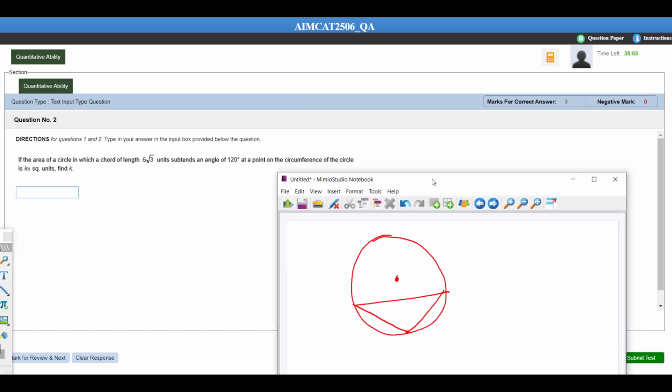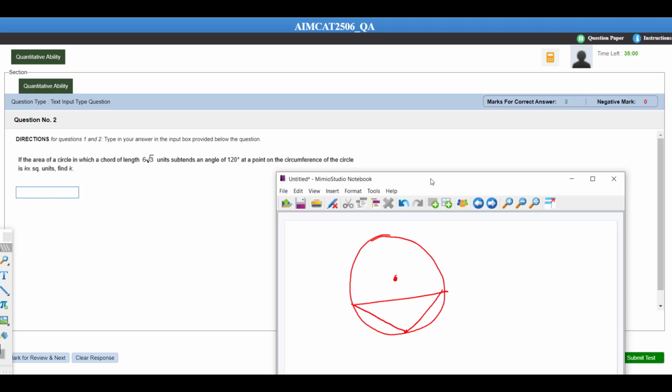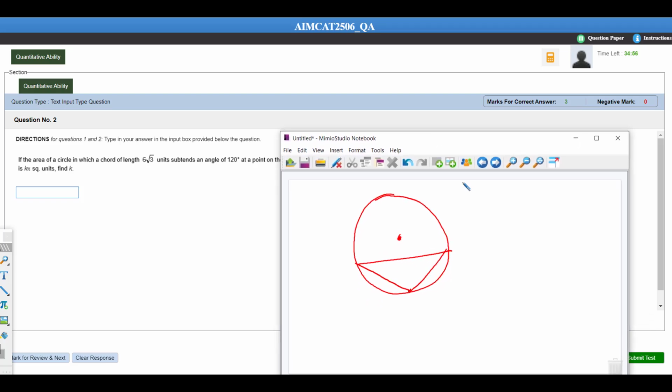Now the area of this circle is equal to kπ. The length of this chord is equal to 6√3. So this half is going to be 3√3 and 3√3. This angle is going to be 60 and 60. Let's see how we can find the radius of this circle. This is equal to 3√3, and this is also 3√3. This is 60, so this is also going to be 60, and this is also going to be 60.